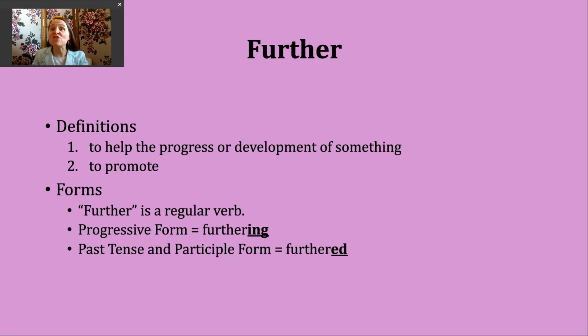You should know that further is a regular verb. To make the progressive form of this verb, all we need to do is add ing to form furthering. The past tense and participle forms of this verb are going to be made by adding ed. Our base verb, further, ends in a voiced R sound, so our past tense ending is going to make a D sound. We're not adding an extra syllable as we say it. So it should sound like this: furthered, furthered.